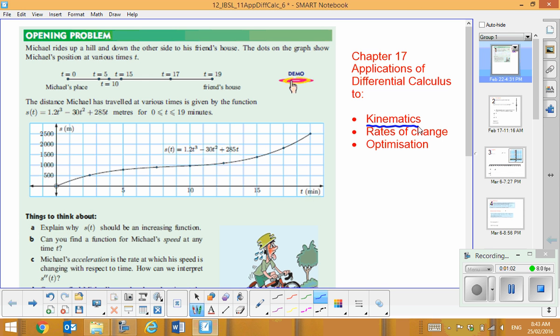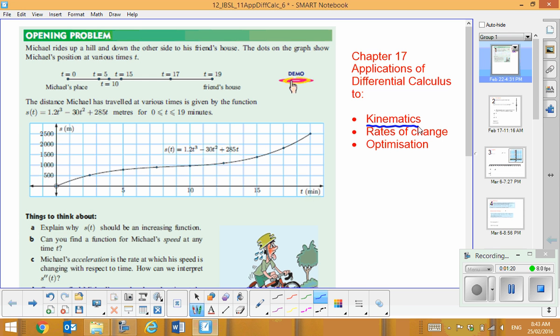Michael rides up a hill and down the other side to his friend's house. The dots on the graph show Michael's position at various times t. So what we're noting here is we're just doing it as a straight line. We're not imagining him turning corners or anything. So we're just thinking in a linear manner.